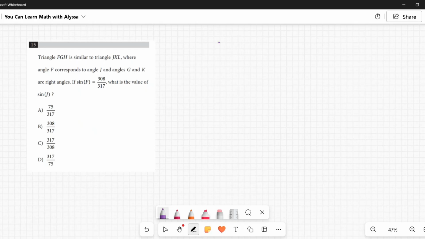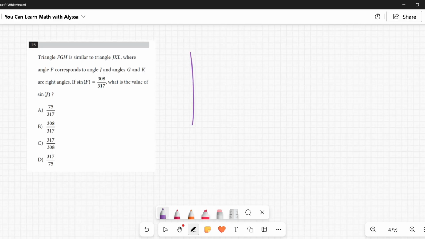Number 15. Triangle FGH is similar to triangle JKL, where angle F corresponds to angle J, and angles G and K are right angles. If the sine of F equals 308 over 317, what is the value of sine of J? Right, so they're testing our knowledge of similarity in triangles, and they're testing our knowledge of sine. What is sine? Also related to cosine and tangent are trig identities.